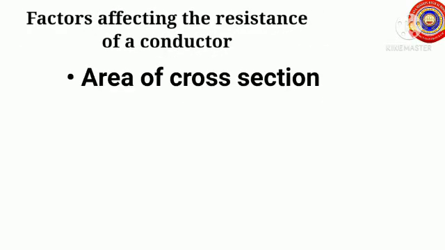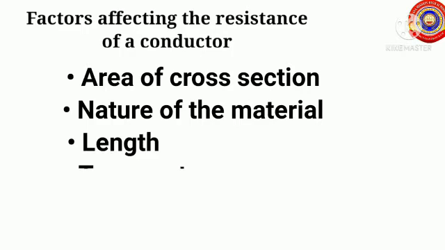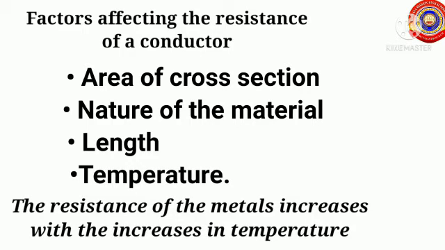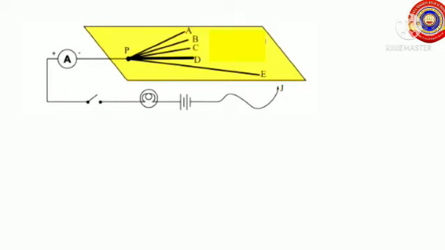So let's see what the factors affecting the resistance of a conductor are. First one, area of cross section. Second one, nature of the material. Third one, length, and the fourth one, temperature. These are the factors affecting the resistance of a conductor. The resistance of metals increases with the increase in temperature. So let's examine the role of a resistor in controlling the current in a circuit.